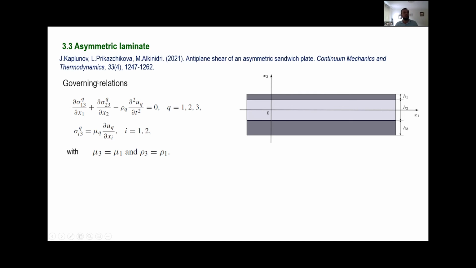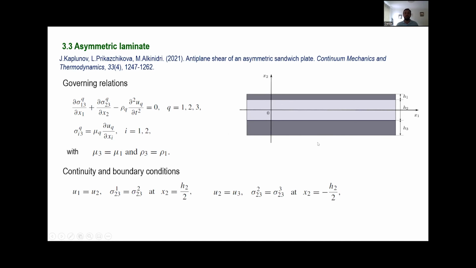Right. So if we formulate the problem here, it's quite a similar one, but now we have 3 layers. For simplicity, we are also assuming that the material of the outer 2 layers is the same, so the same shear modulus and the same mass density, but different thickness. And standard continuity and boundary conditions.